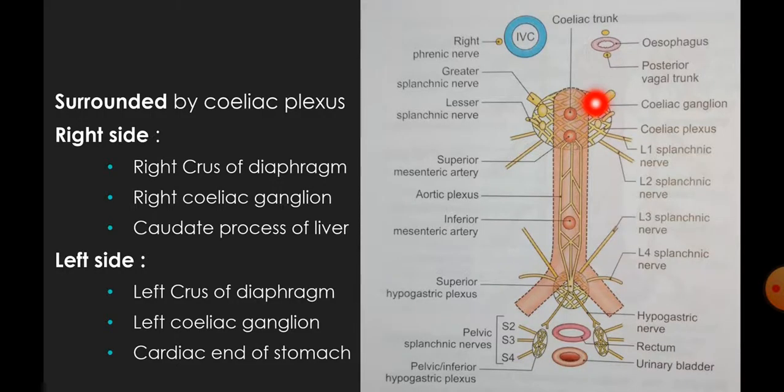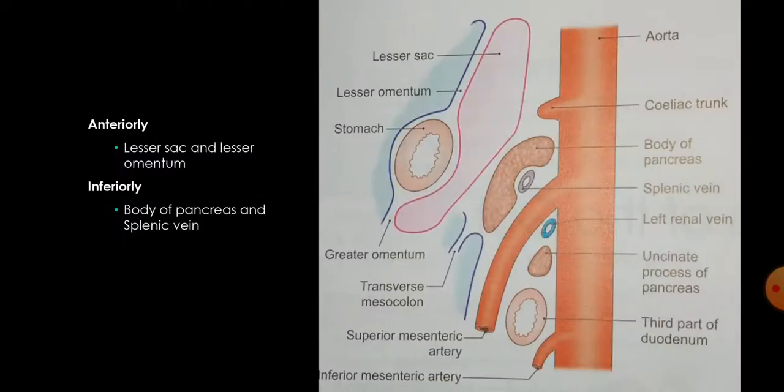Coming to its relations. The celiac trunk is surrounded by the celiac plexus of nerves. On the right side, it is related to the right crest of the diaphragm, the right celiac ganglion, and the caudate process of the liver. To the left side, it is related to the left crest of the diaphragm, the left celiac ganglion, and the cardiac end of stomach. Anteriorly, it is related to the lesser sac and the lesser omentum. Inferiorly, it is related to the body of pancreas and the splenic vein.